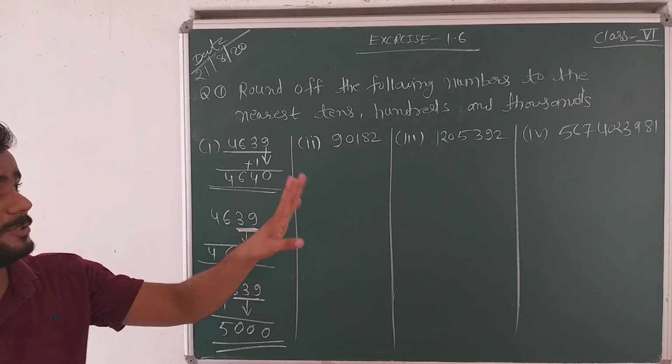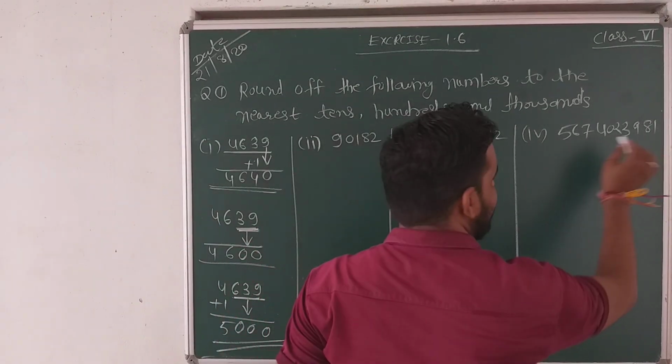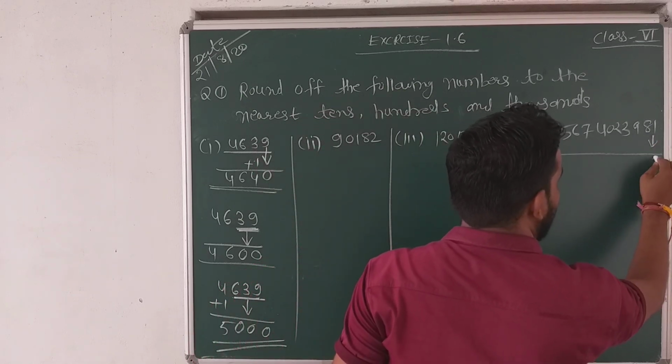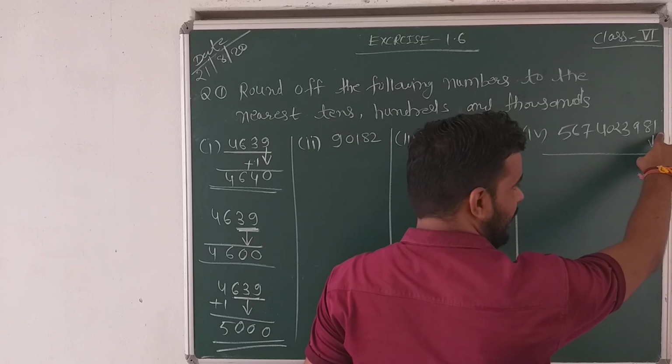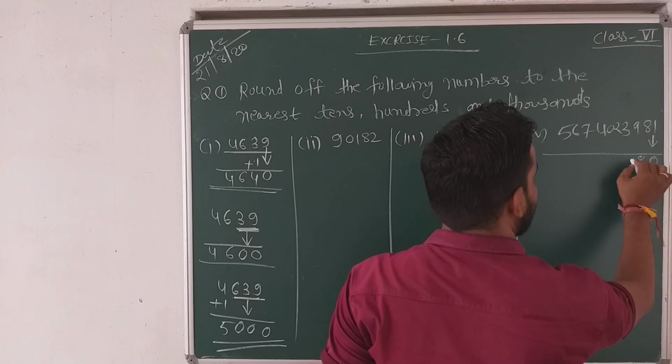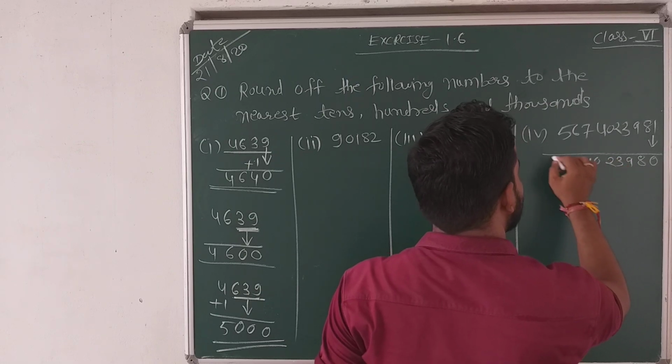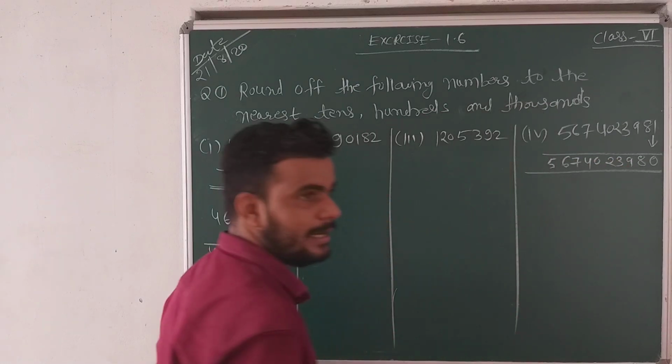Okay. So one more, I will solve the last one. So for the nearest 10, the last digit is 1. So instead of 1 directly we will write 0, as it is less than 5. So directly 8, 9, 3, 2, 0, 4, 7, 6 and 5. This is your nearest tens.